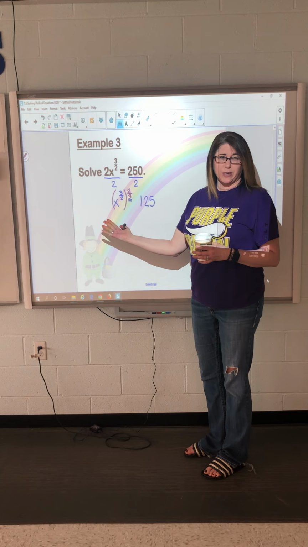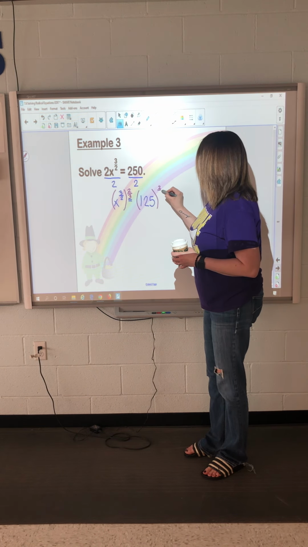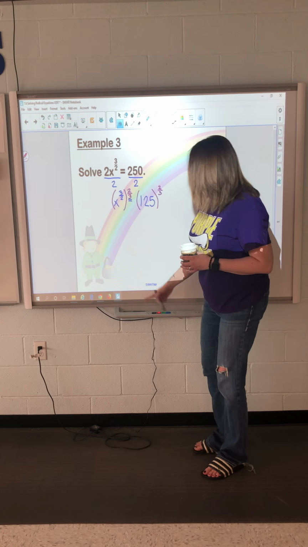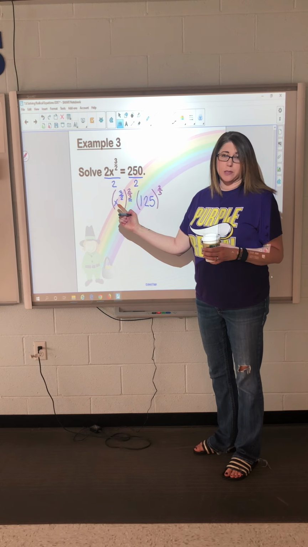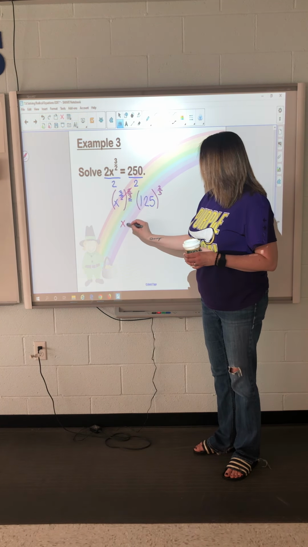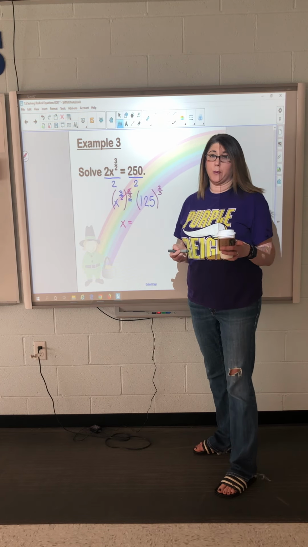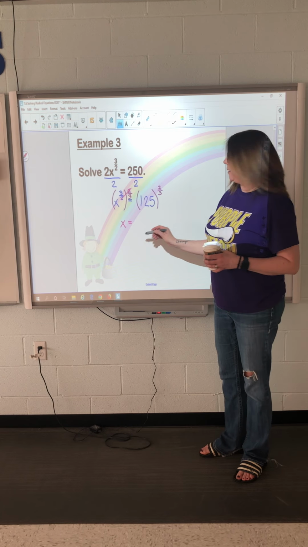But we know that whatever we do to the left side of the equation, we have to do the exact same thing to the right side of the equation. So over here, 3/2 and 2/3, power to power, they multiply together, so they cancel each other out, which leaves us with just an x, which is great because that's what we want. Over here, I'm going to rewrite this. I'm going to make it look like a radical.